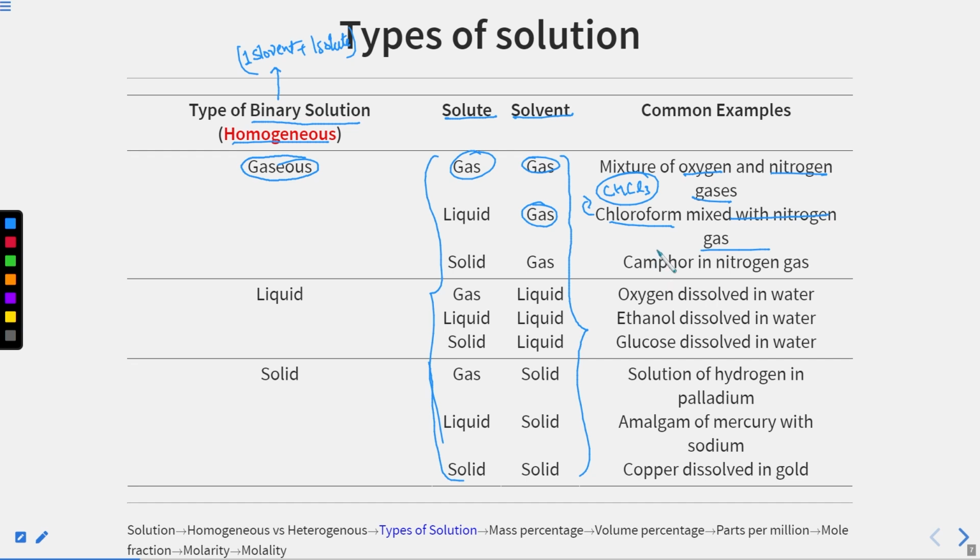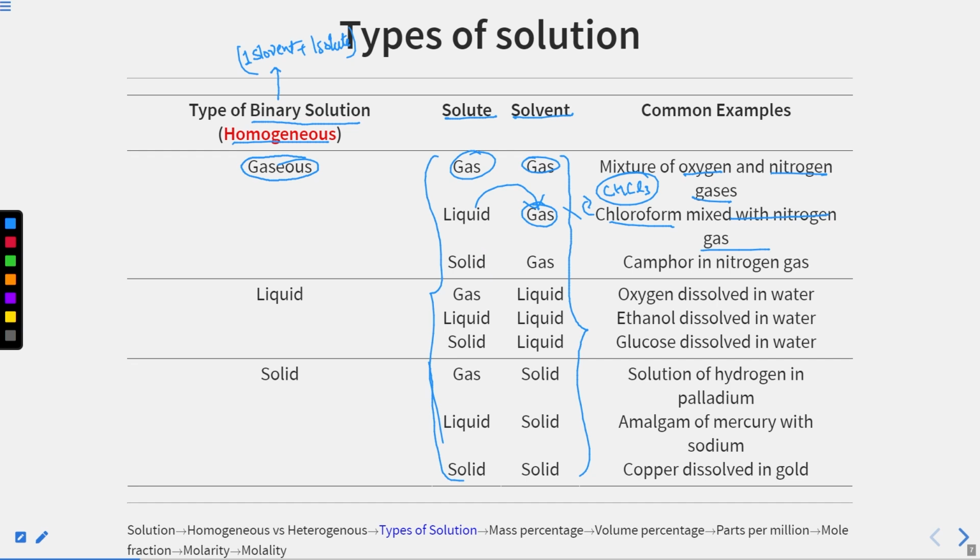You know that chloroform is a liquid at room temperature, so they are dissolving it in gas, that is, in nitrogen gas. And now they just spray it on the people and they faint. So this is also an example of a liquid dissolved in a gas.